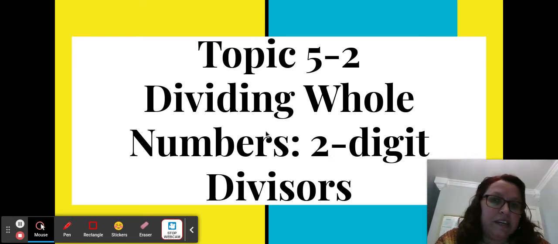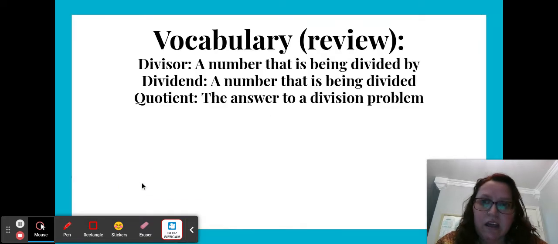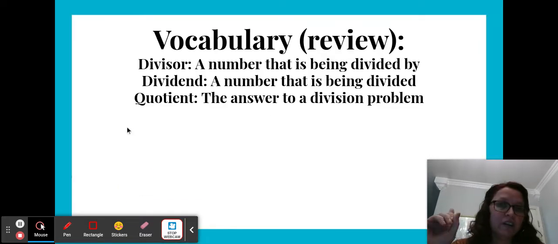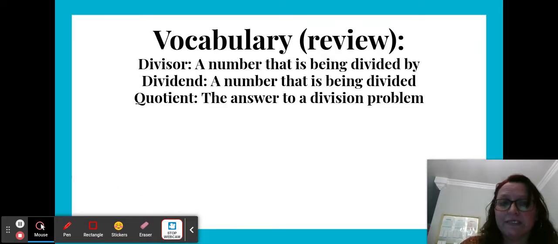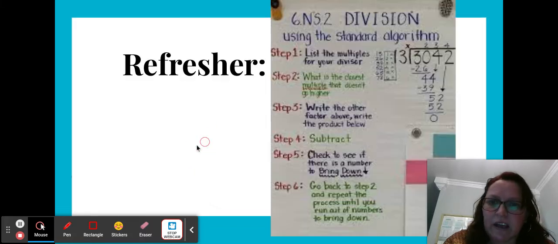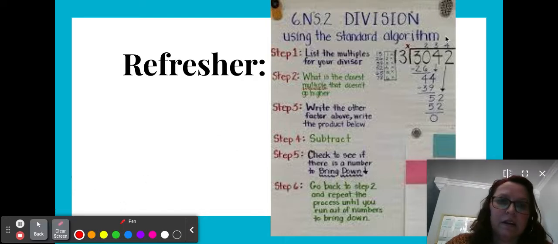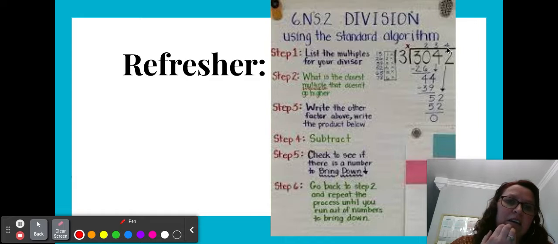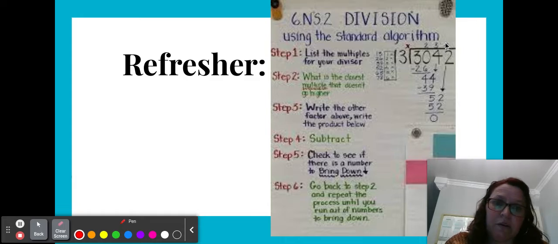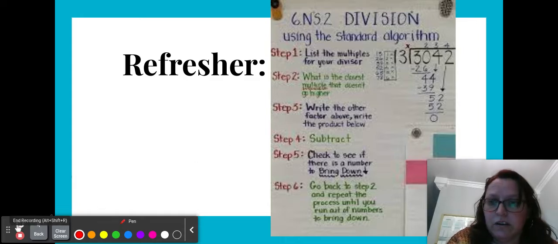Hello, we're going to talk about how to divide whole numbers using two-digit divisors today. Just a quick review, a divisor is the number that is being divided by, so it's the number outside of the division sign. The dividend is the number in it, and the quotient is your answer.